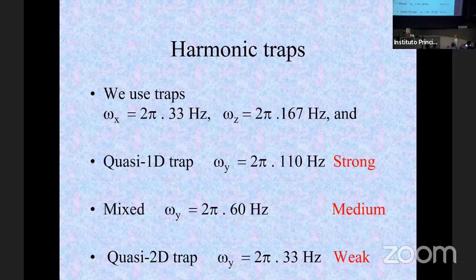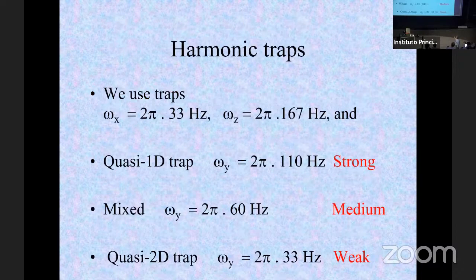But in the experiment, omega x and omega y are not identical, but we'll take them identical. So you see that if you multiply wx, wy, wz, this trap is strongest. This is mixed, this is medium, between 1D and 2D, and this is 2D, the weakest trap. Let us see some results.